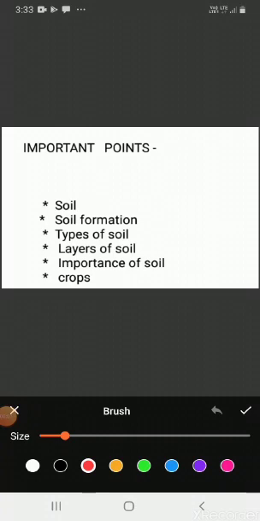Students, inside this chapter we will learn about some important points. First is soil. Next is soil formation. Next, types of soil. Next, layers of soil. Next, importance of soil. And next, crops.